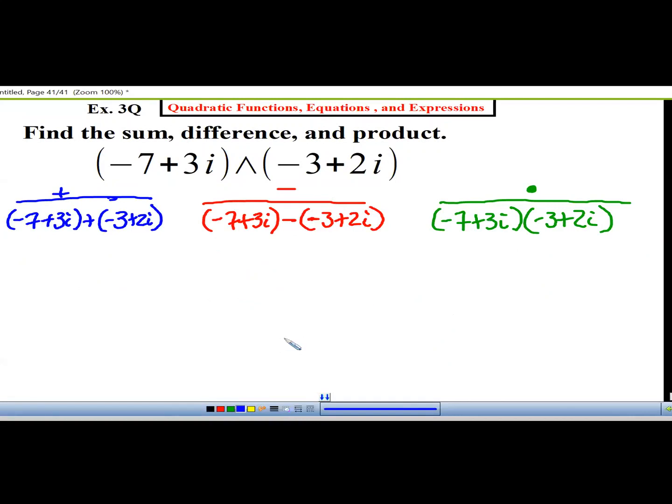All right, let's see what we got. For the sum, Alyssa, what'd you get for your sum? I got negative 10 plus 5i. Hands, have you got that? That is correct.